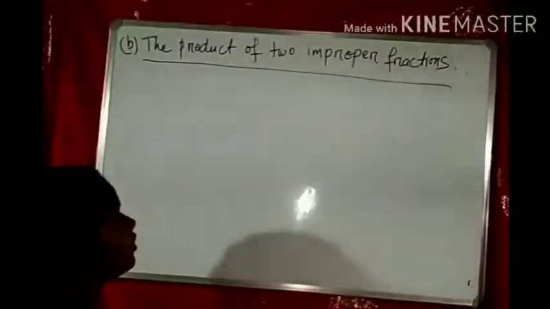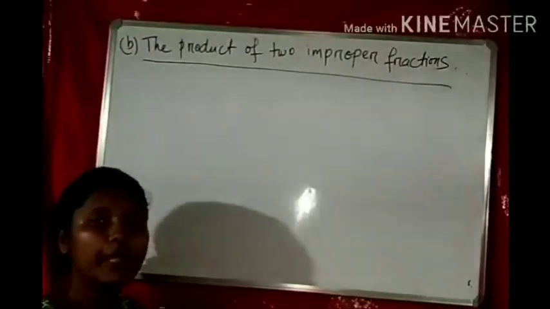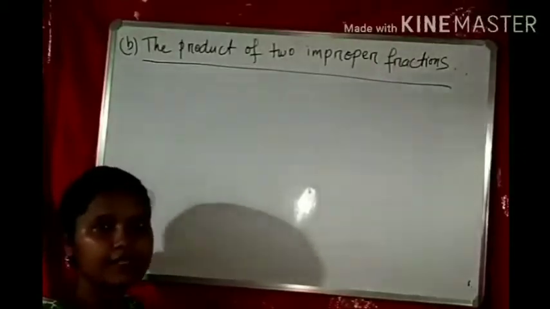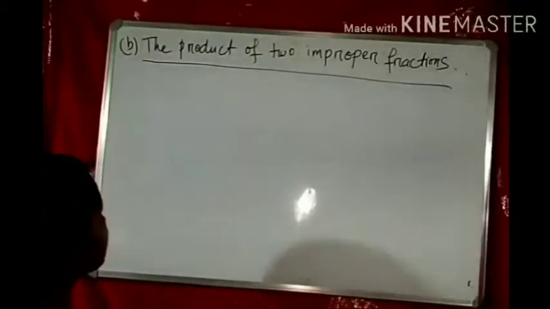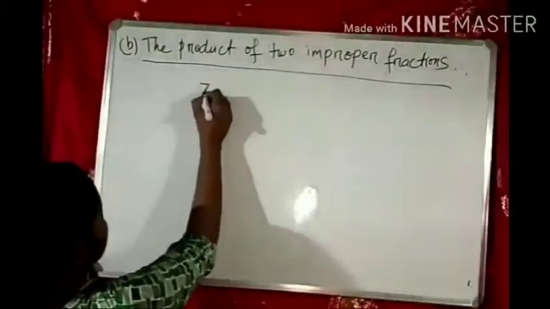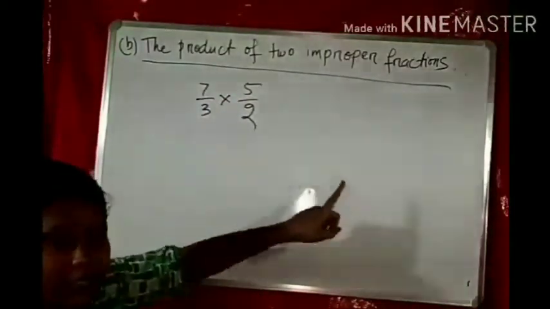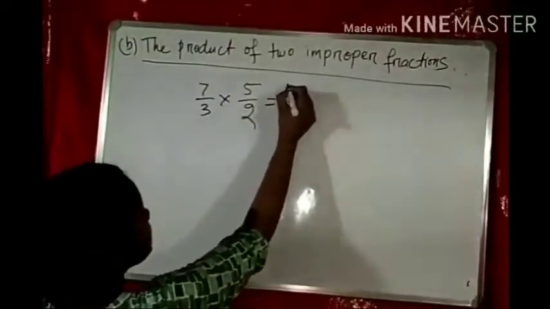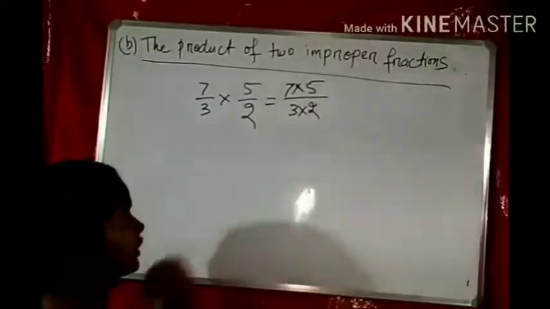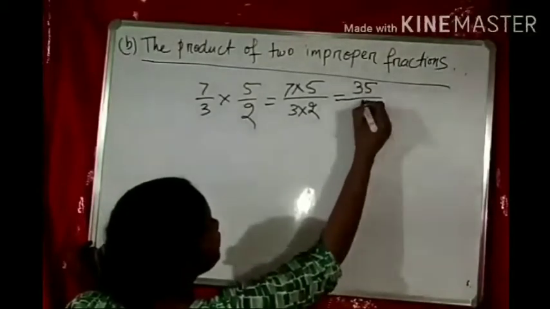Next we will see the product of two improper fractions. When we are multiplying two improper fractions, the product is greater than each fraction we have multiplied. So let's see one example. Two improper fractions, 7 by 3 into 5 by 2. When we are multiplying these two fractions, what are we getting? 7 into 5, numerator into numerator, by 3 into 2, denominator into denominator. 7 fives are 35, 3 twos are 6.